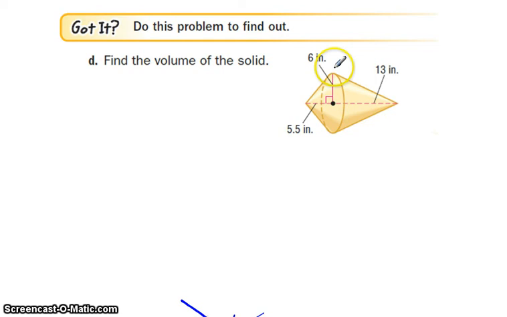Okay? Try the got it problem. Now in this problem, they have 2 cones stuck together. So find the volume of one cone, find the volume of the other, and then at the end you just add the 2 volumes together. So go ahead and pause the video and try this problem.